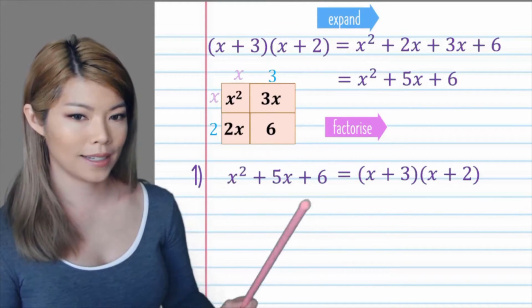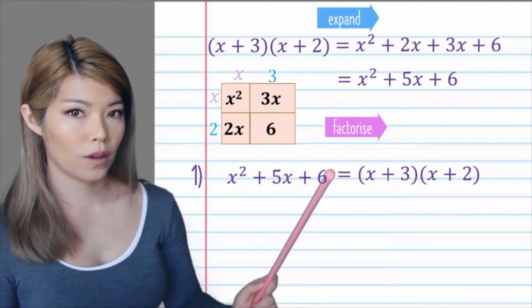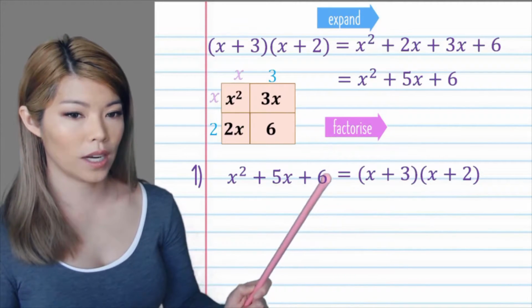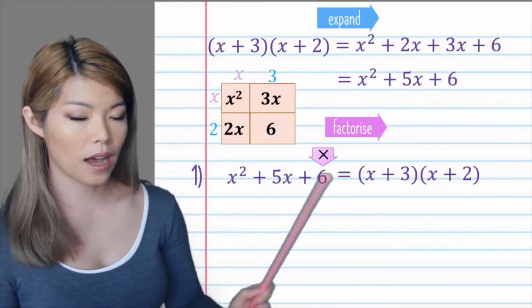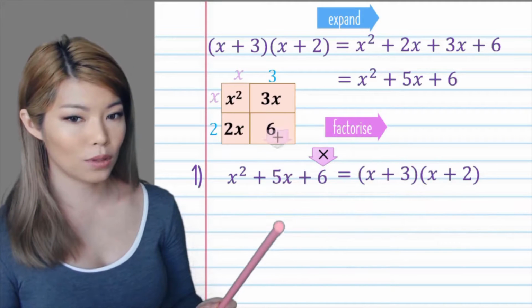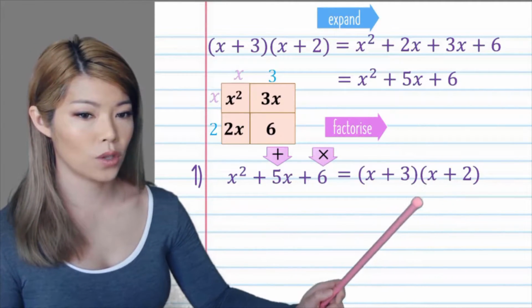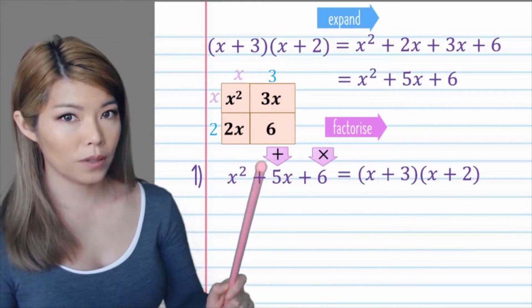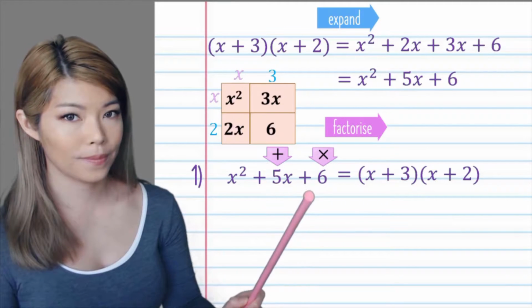Let's look for patterns. The 3 and 2, how do we get to 6? Well, 3 and 2 are factors of 6, or in other words, they multiply to give us 6. And how about the 5? The 3 and 2 add up to be 5. So we can see that when we factorize, we need to find two numbers that add up to the middle term, but multiply to give us the third term.